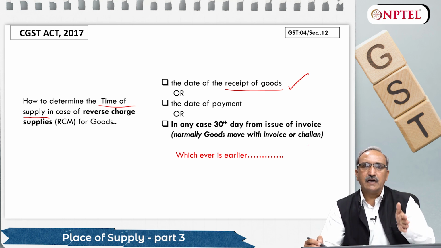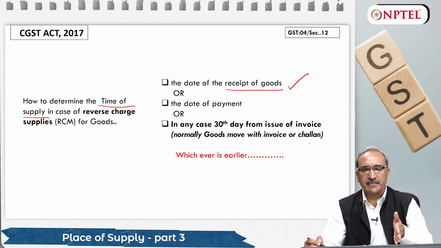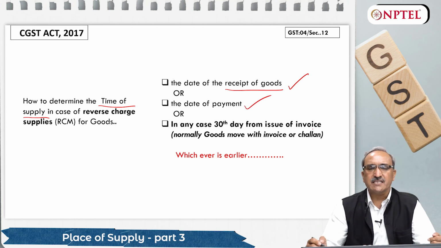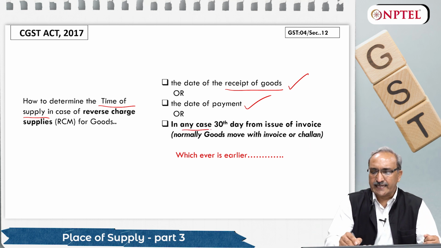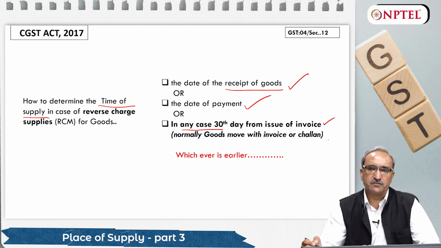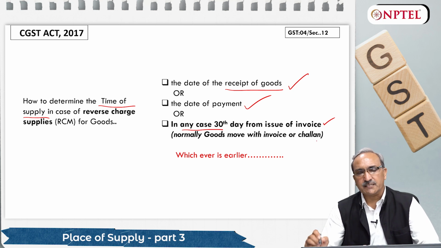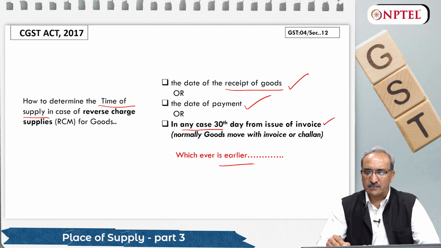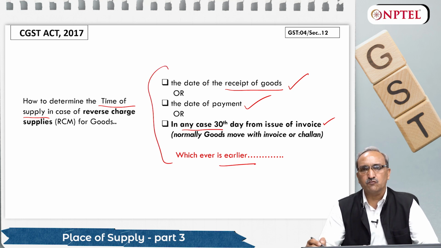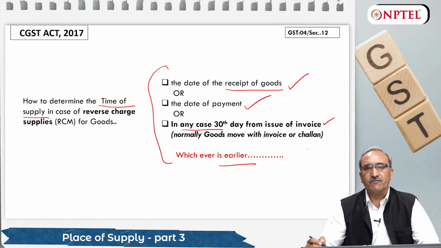If the goods are under reverse charge mechanism, the date on which goods have been received by the recipient, or the date on which payment is made by the recipient to the supplier, or in any case the 30th day from the issue of invoice, whichever is earlier. So any date which is earlier among these three dates will fix the time of supply for the payment of tax.